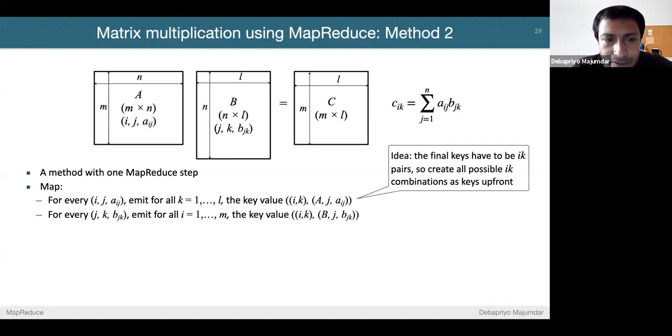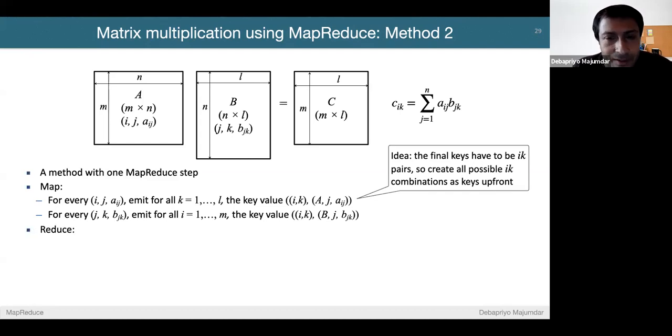Similarly, for the second matrix, for all i equal to 1 to M. So for the first matrix, we have to generate for all k, and for the second matrix, we have to generate for all i. The key-values (i,k), (B, j, B_jk). So we generated a lot of key-value pairs.